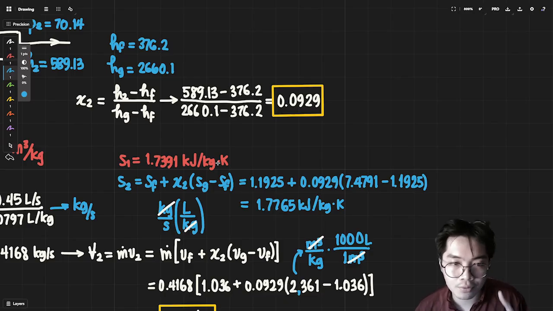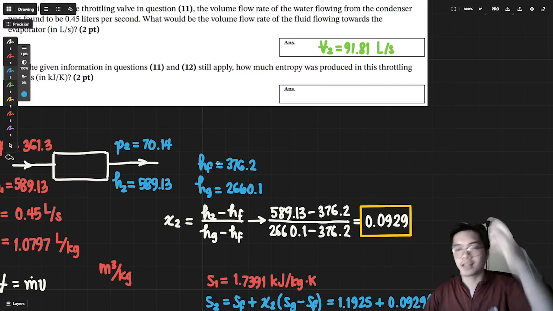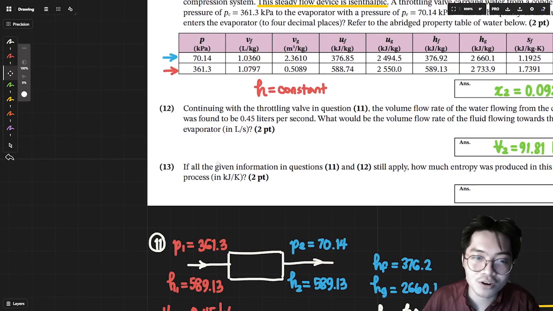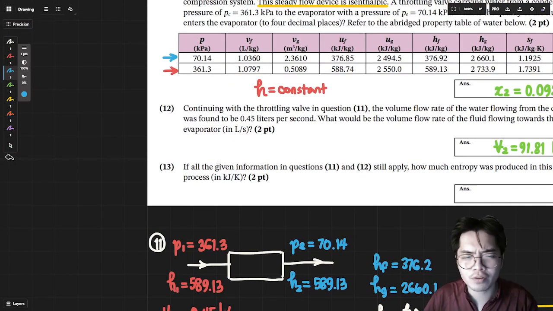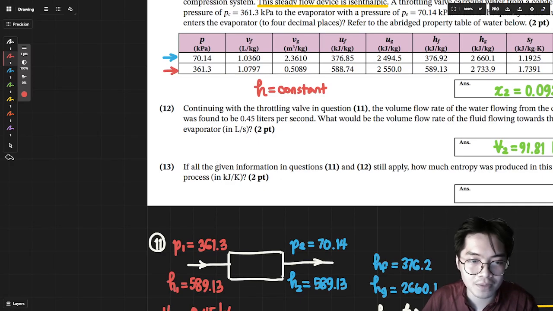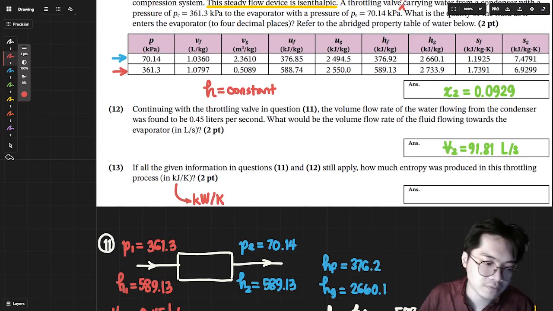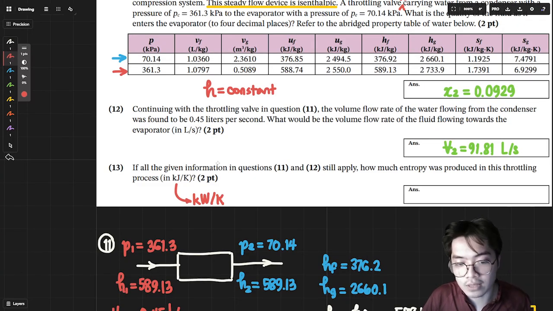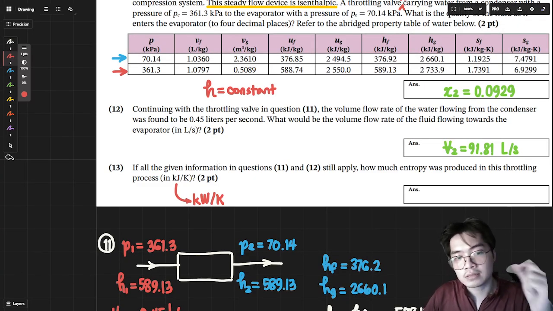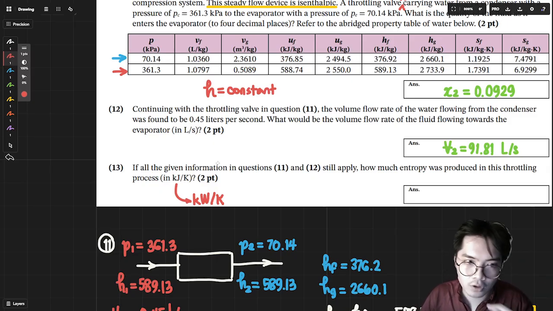The thing now that we need to do, oh my goodness, this is not the correct unit, is to get the correct unit. I would have given you guys a plus point if you spotted that the unit here should not be kilojoule per Kelvin, it should be kilowatt per Kelvin. Kilojoule per Kelvin is only valid when you are doing this in a non-flow system. But this is a steady flow system we are talking about.